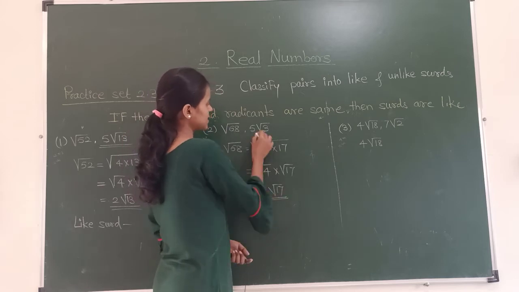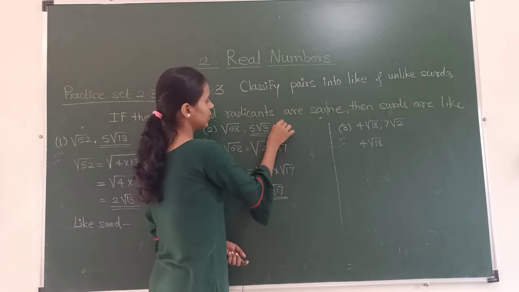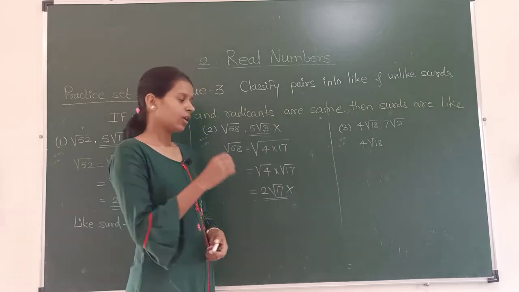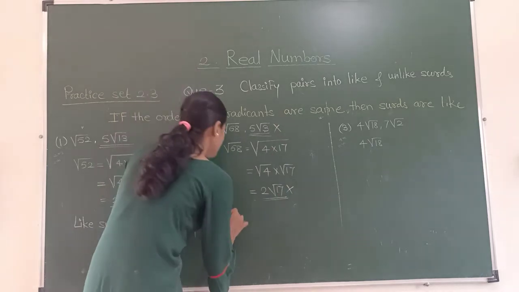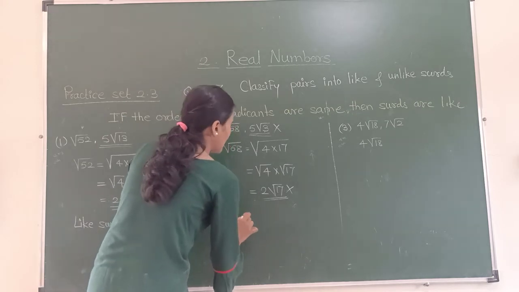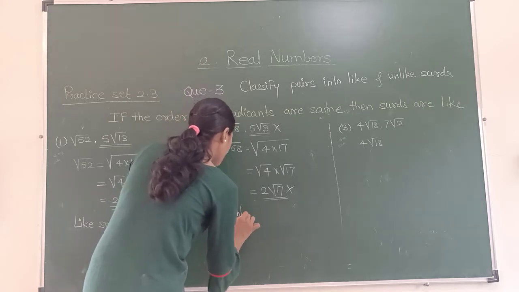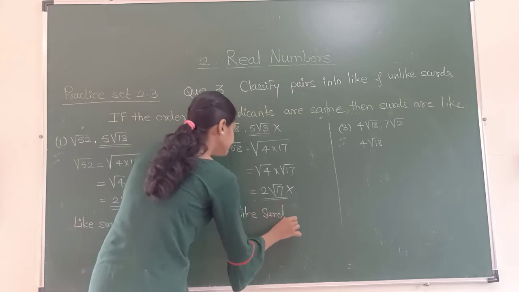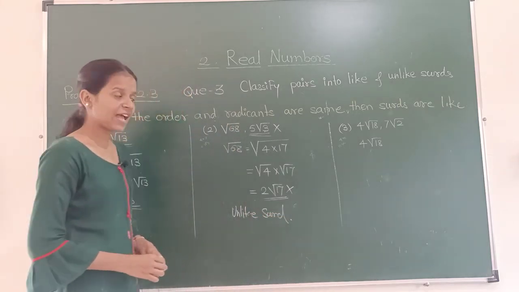So 2 under root of 17 and 5 under root of 3 are totally different. The order is the same, but the radicands are different. Therefore these are unlike surds. Why is it an unlike surd?